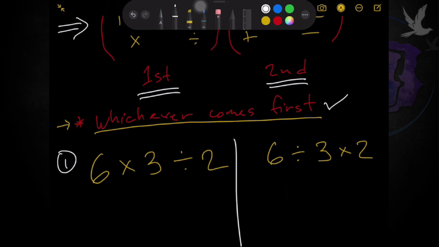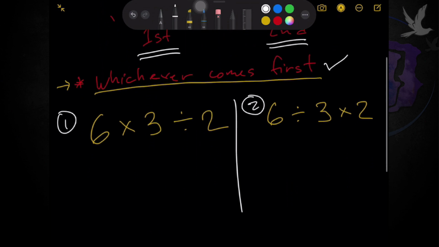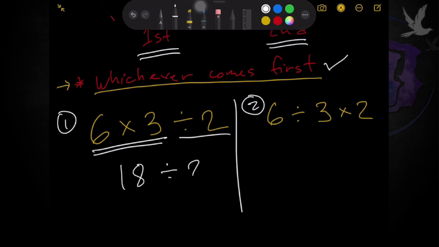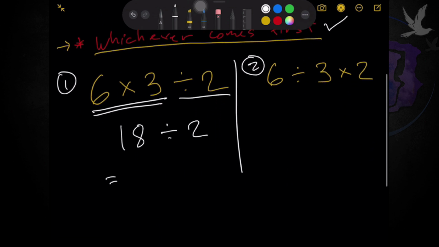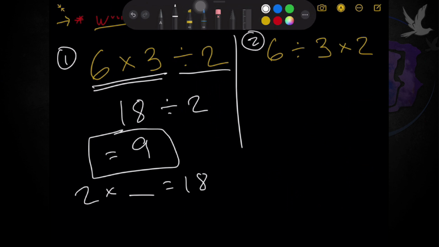In example number 1, multiplication comes first, which means you need to deal with 6 times 3 first. 6 times 3 will give us 18. And rewriting divided by 2, 18 divided by 2, if you have memorized your multiplication table, it's just the opposite. What will you multiply with 2 that will give you 18? And in this case, 18 divided by 2 will give us 9. So that's our answer for this part.